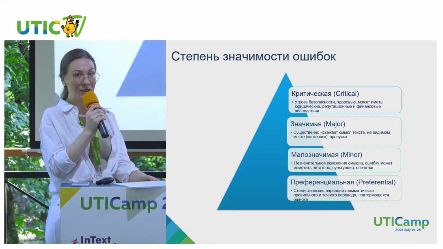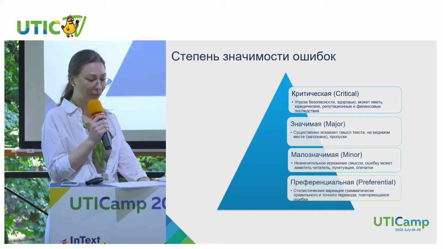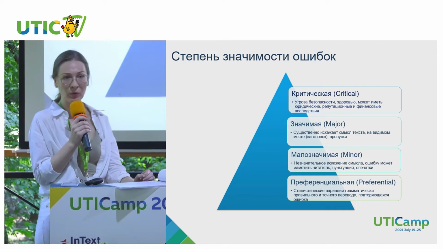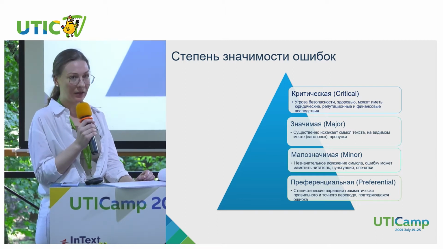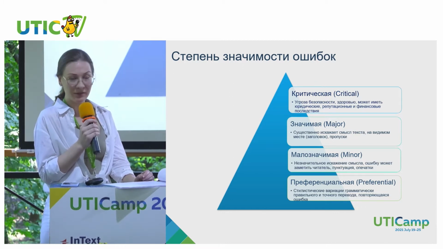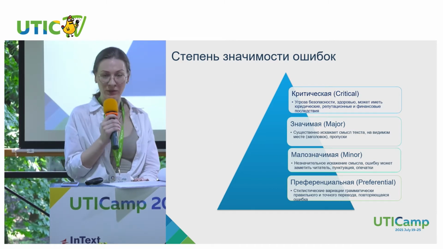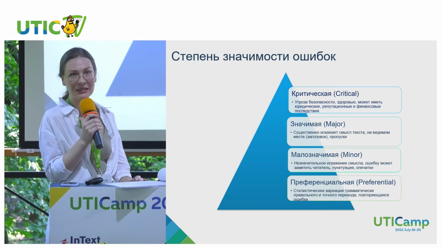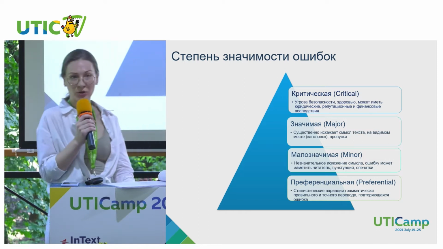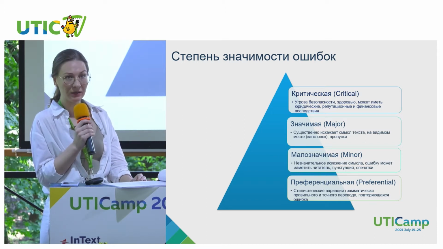Second, minor mistakes. Minor mistakes are mistakes that don't affect the meaning of the text. They can affect the meaning in a minor way, but it won't have any effect on the operation of the program or the user experience. The user can notice this error, but it almost doesn't distort the meaning. This might be punctuation or syntax problems or typos. Typos are also mostly considered minor errors.